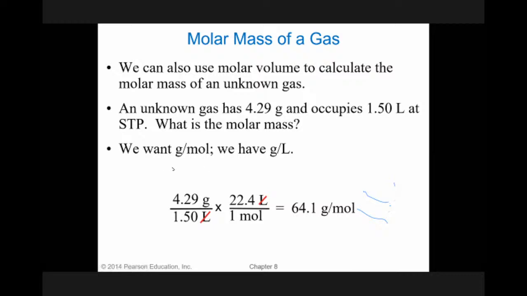So whenever you hear molar mass, gram per mole should be reflected in your mind. But we have gram per liter, which is the density. So we write down what we have, which is the density, times the molar volume. Density times the molar volume will give you the molar mass. Everybody see that?